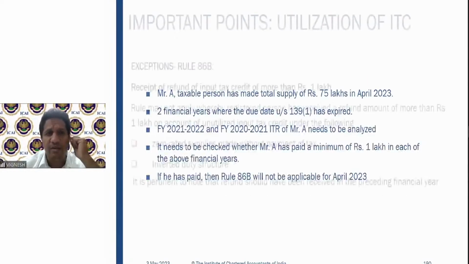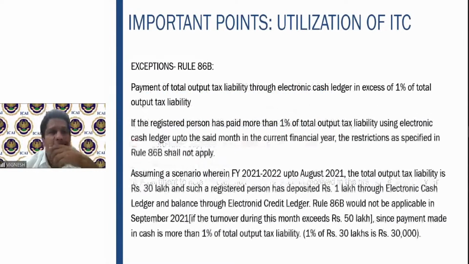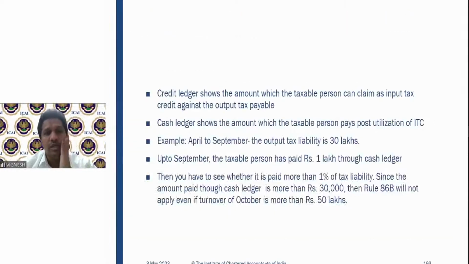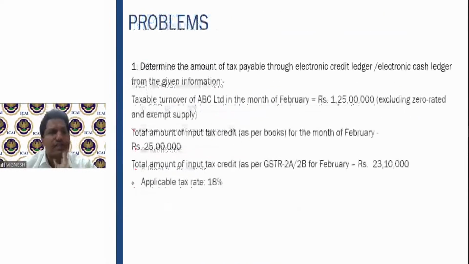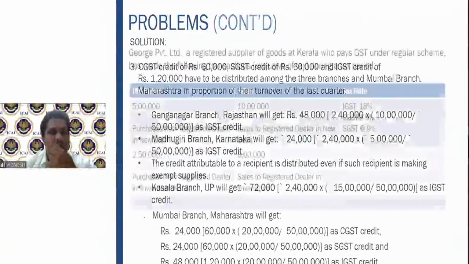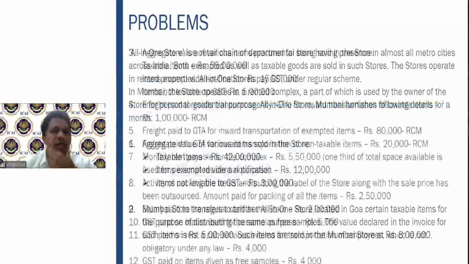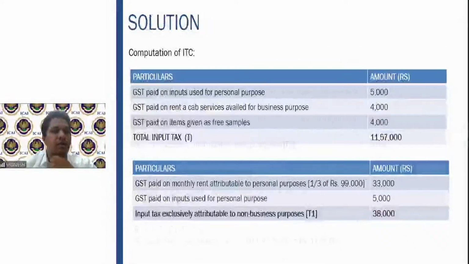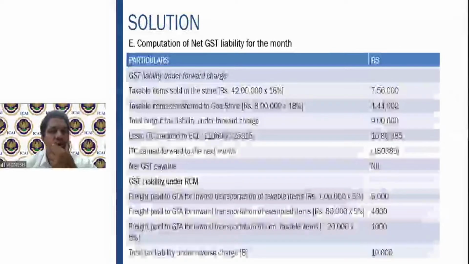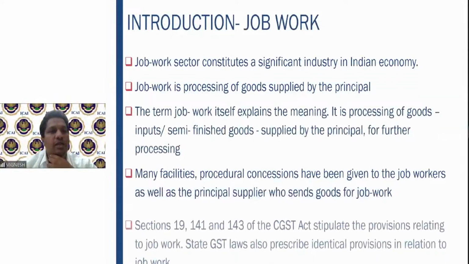If you have paid more than 1 lakh income tax, or if you have received a refund of ITC of more than 1 lakh, or if you have paid the 1% of output tax liability in cash, in these three situations exceptions are there. We have seen all these and worked out multiple problems also. Fine. So these are the provisions we have seen till now, and the problems we have worked out with the solutions I have given in one single PPT so that you can go through the same.